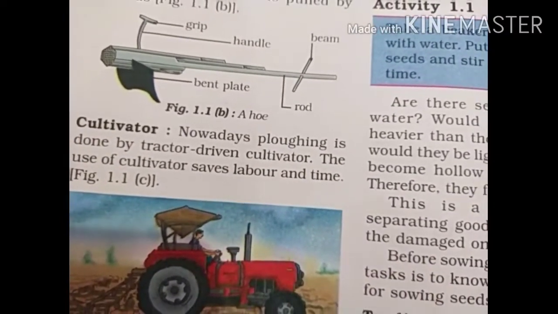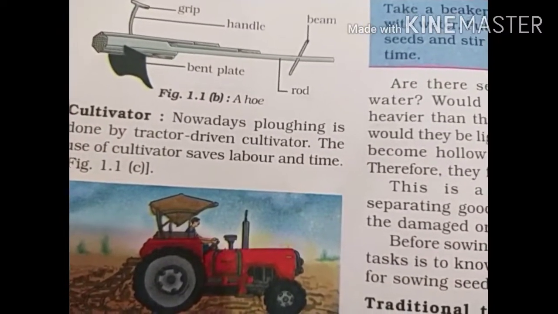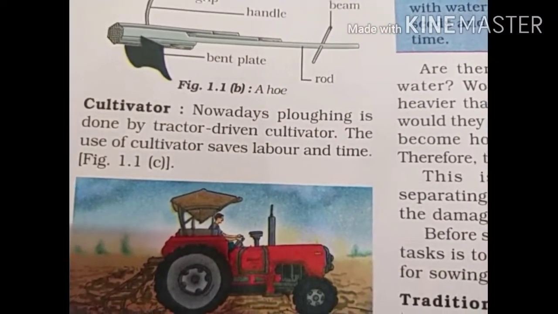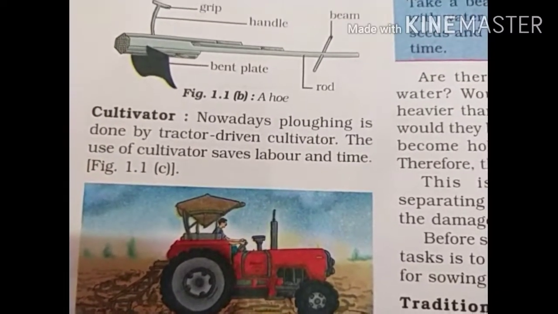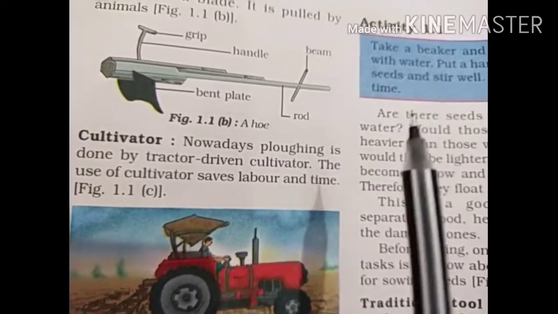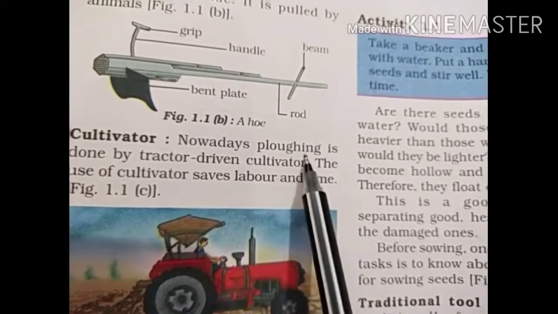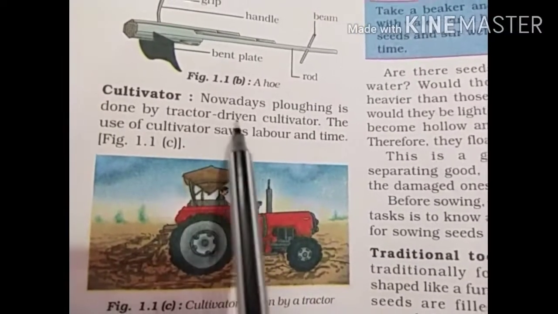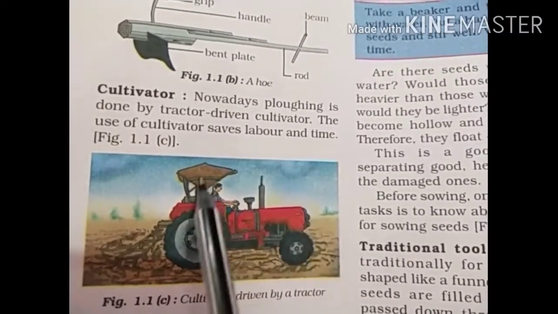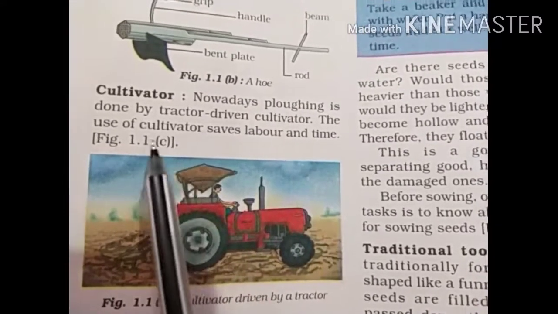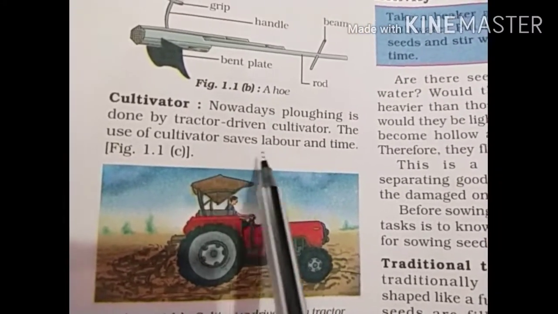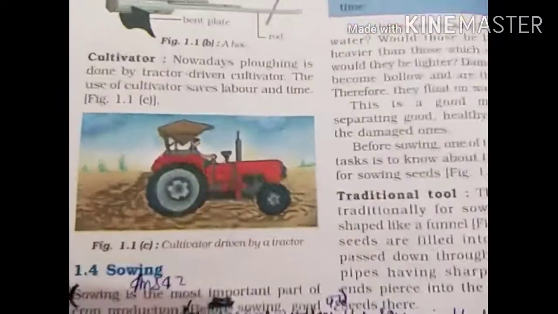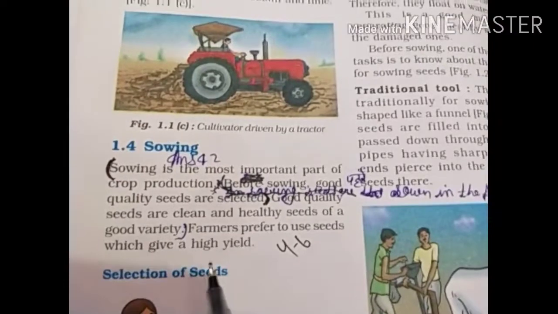It is important to remember the structure of tools like the plow and hoe and where they are used. So hoes are used to remove weeds as well as to loosen the soil. Okay, now the cultivator is the next tool. Nowadays plowing is done by a tractor driven cultivator. See the tractor. The use of a cultivator saves labor and time because this is machinery. Okay, now the next is sowing.